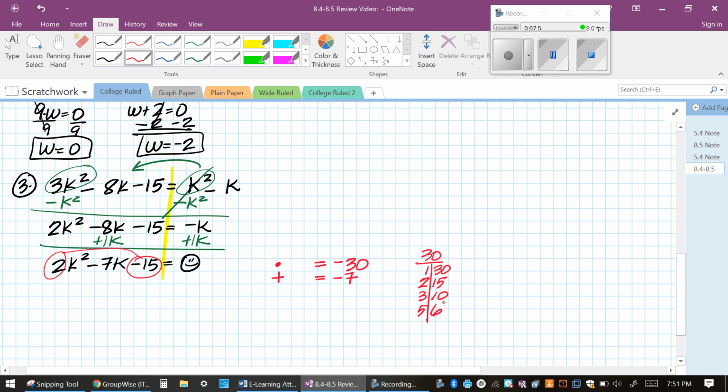Okay, so pause the video and tell me which of these pairs of numbers will multiply to -30 and add to -7. So pause the video. I really want you guys to do this on your own and then push play when you're ready.